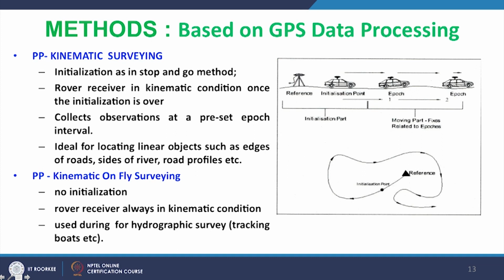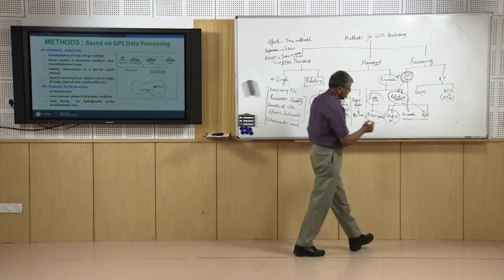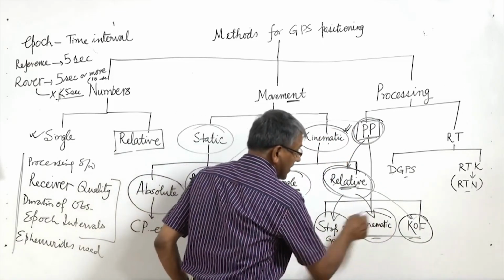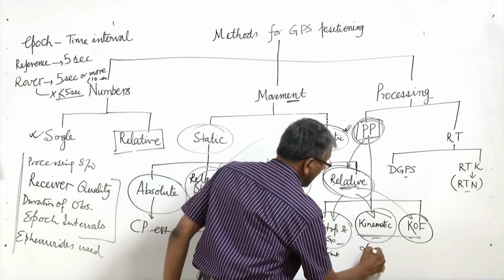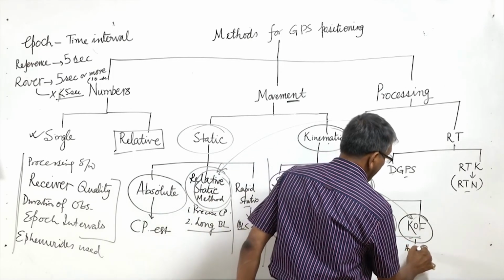Then the third one is kinematic on the fly, in which no initialization will be done. Once you start, the rover will start moving in a kinematic condition. This type of method is applied for hydrographic surveying. So kinematic on the fly is for hydrographic surveying; this is for linear objects, this is for a point object, line object or linear object, and this is for hydrographic survey.